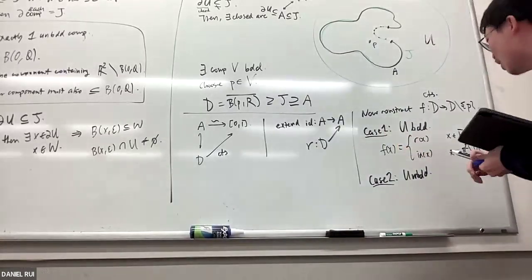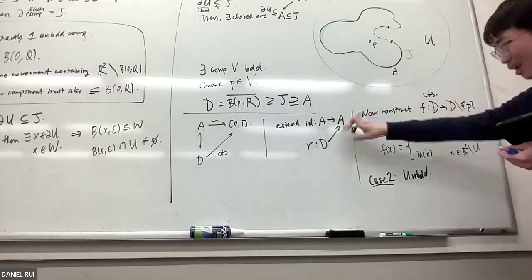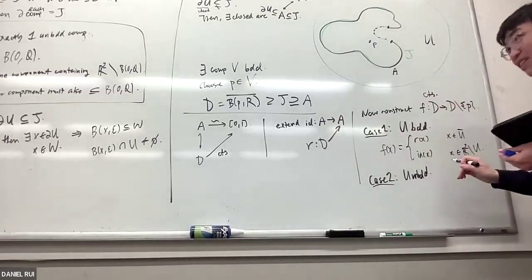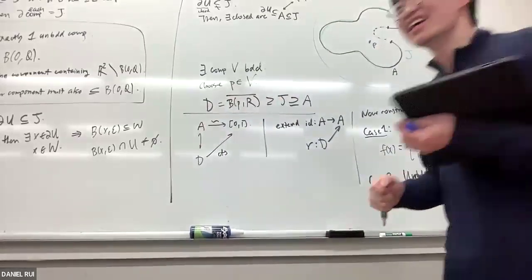And yes, these are both continuous. R is continuous by Tietze, and the identity is continuous, and they both agree, and so by the gluing theorem, blah, blah, sheaf, blah, blah, blah.